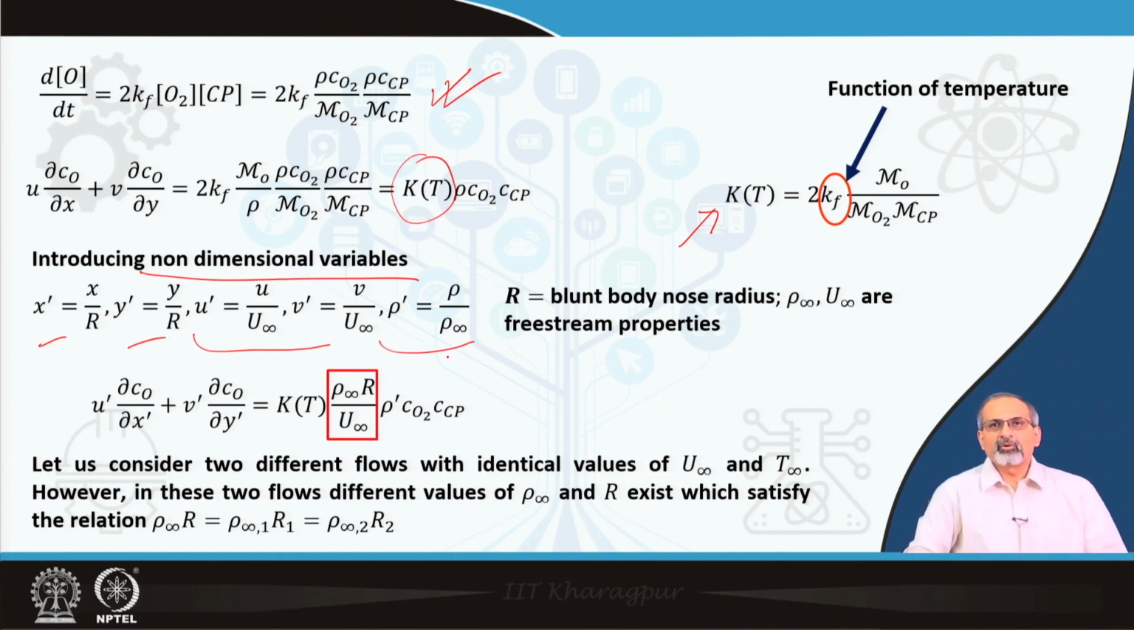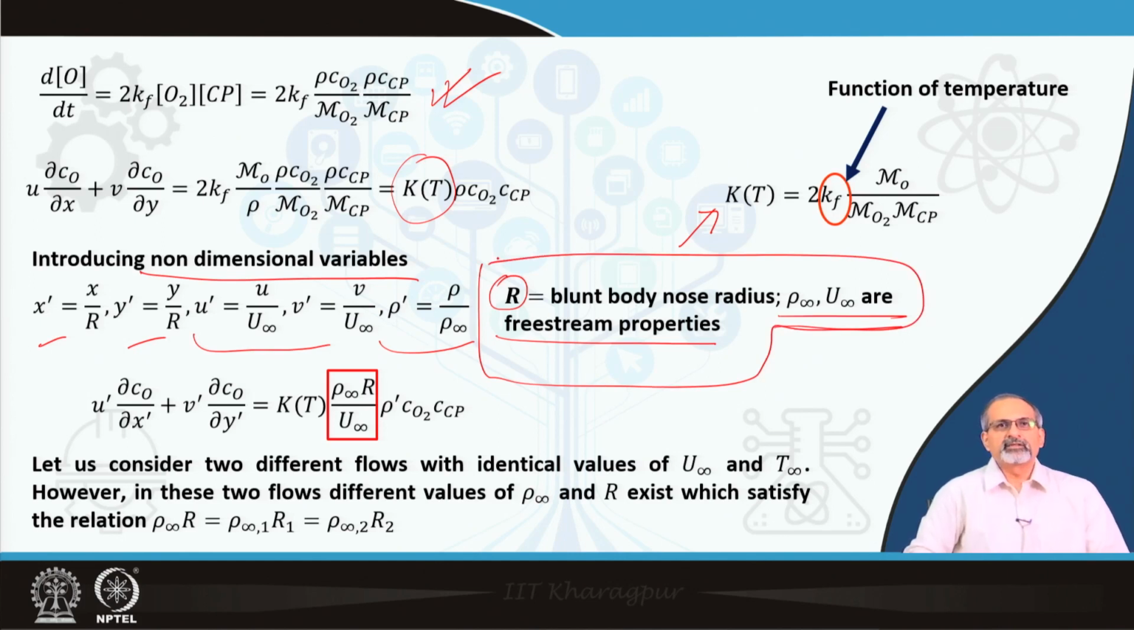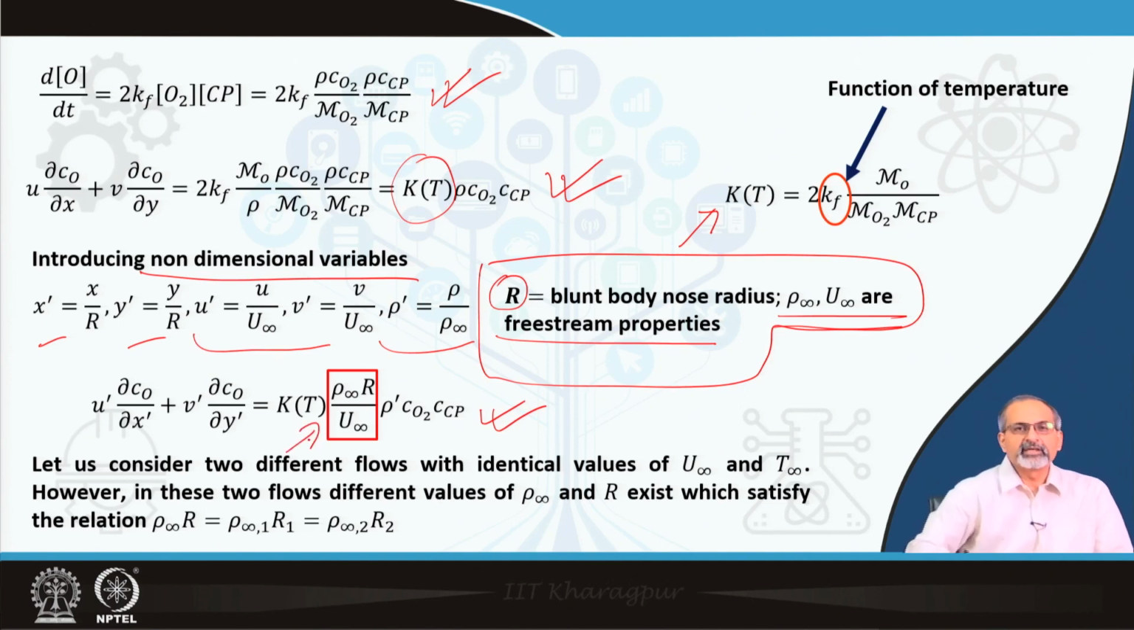You define the blunt body nose radius as capital R, and the free stream properties of the flow are of course defined as rho infinity and u infinity, which are important parameters for us. We will see that once the above equation is non-dimensionalized, it gives rise to a form like this. Now, we have a very interesting group here, rho infinity R by u infinity, and let us consider two different flows which are occurring with identical values of u infinity and T infinity. In that case, the two flows may involve different values of rho infinity and R, but the product of rho infinity and R happens to be the same.